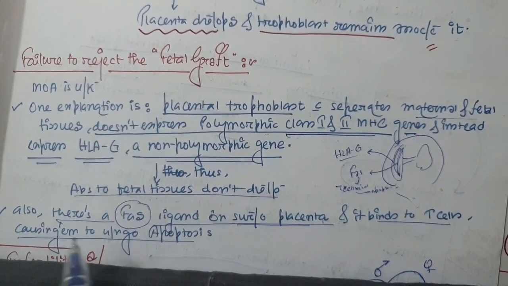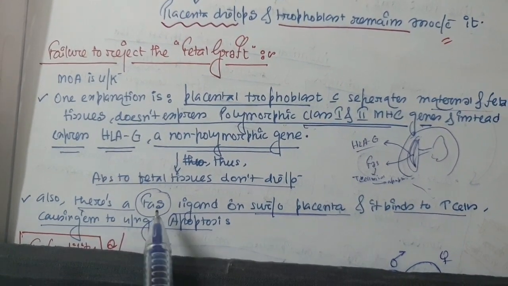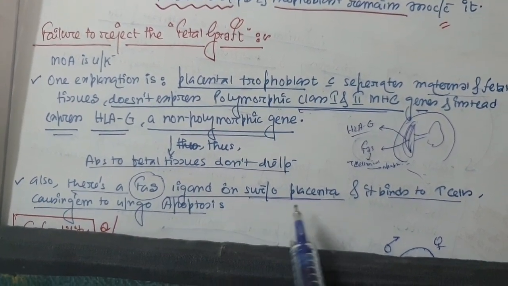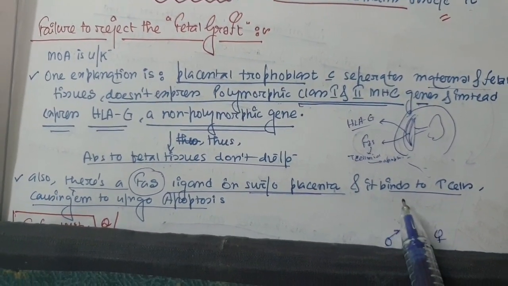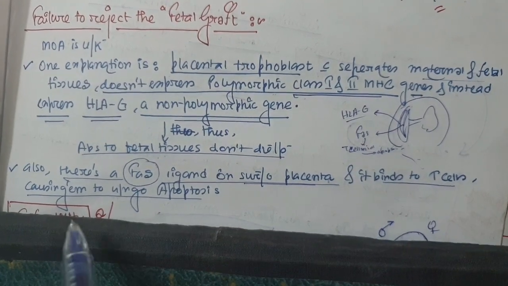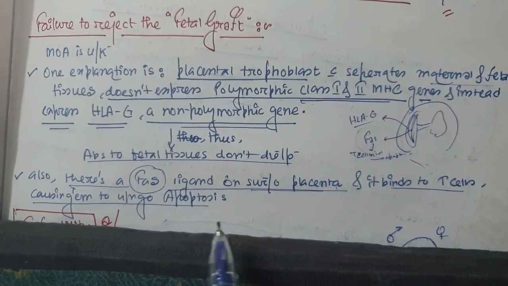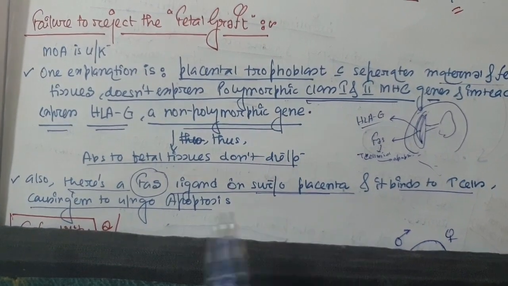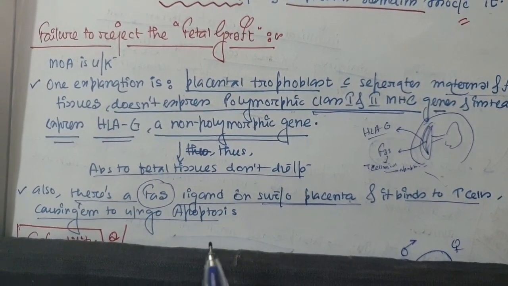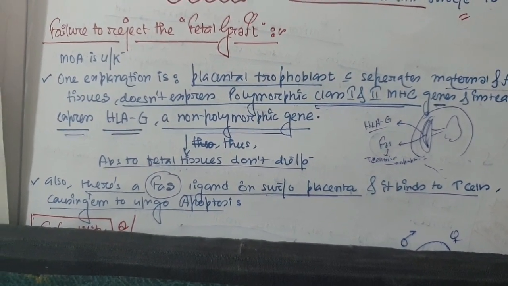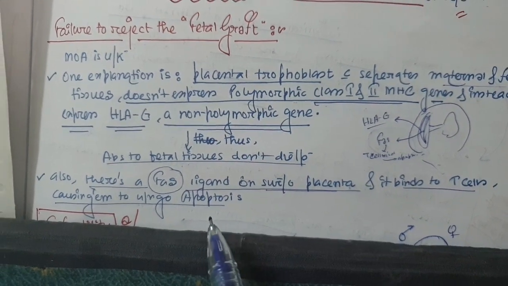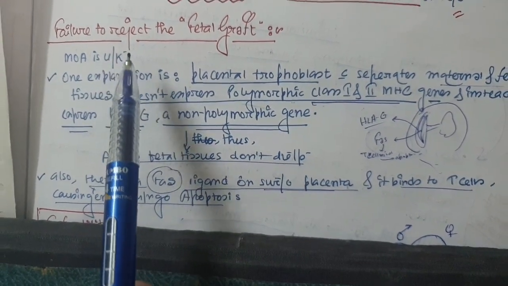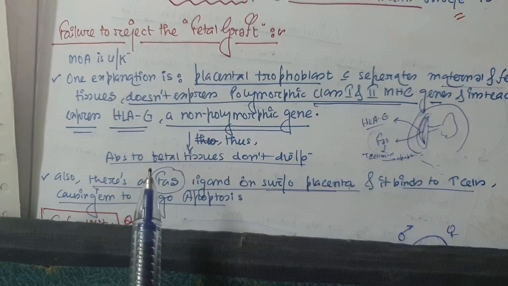There is also a second point: there is a FAS ligand on the surface of the placenta and it binds to T cells, causing them to undergo apoptosis. So this protein helps the T cells to undergo apoptosis, and it's another cause which inhibits the rejection of the fetal graft by the mother's body.